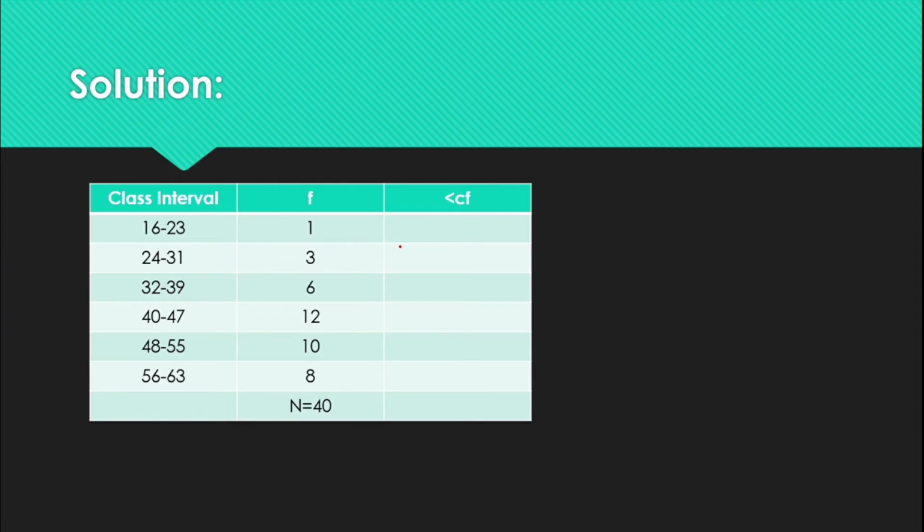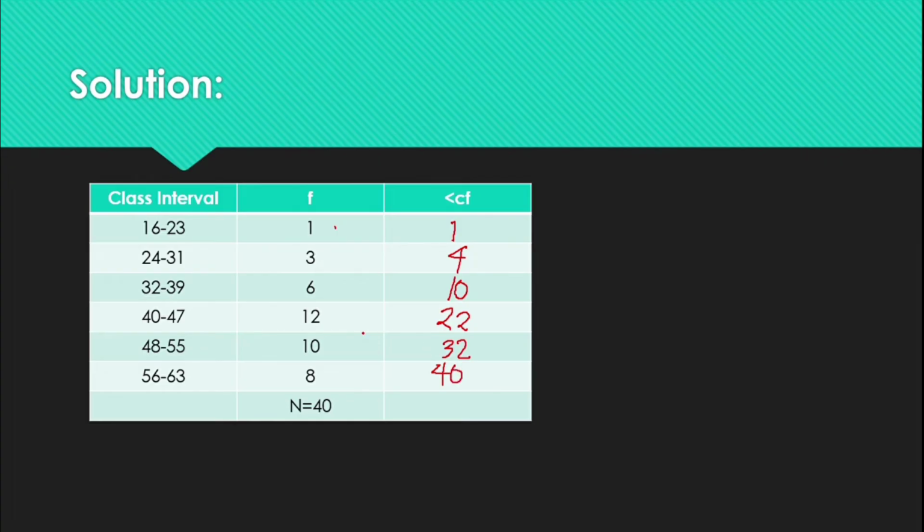So how do we find the less than cumulative frequency? By adding the frequencies successively. Starting from the lowest class, 1, add 3, we have 4, plus 6 we have 10, plus 12 we have 22, then we have 32, and we have 40.